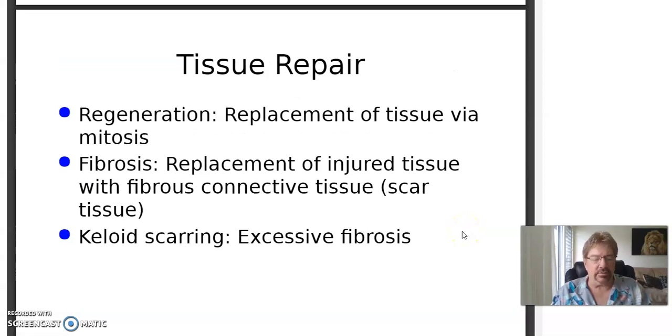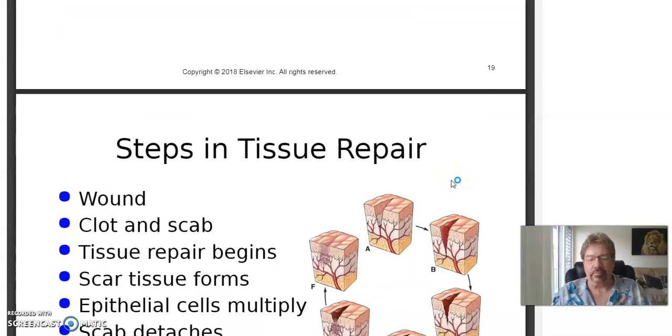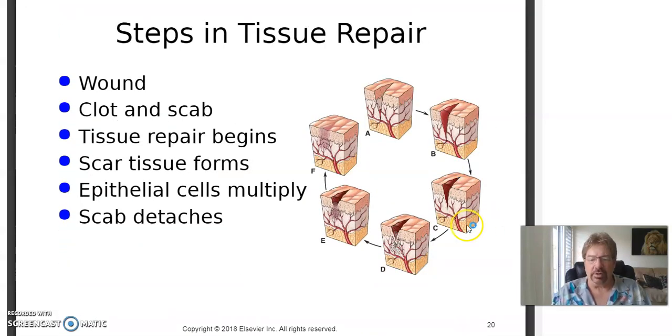So how do tissues repair? Well, they replace tissue with new tissue coming from dividing. They can fill it with fibrosis, with scar tissue. Sometimes we get keloid scarring. Steps in tissue repair.